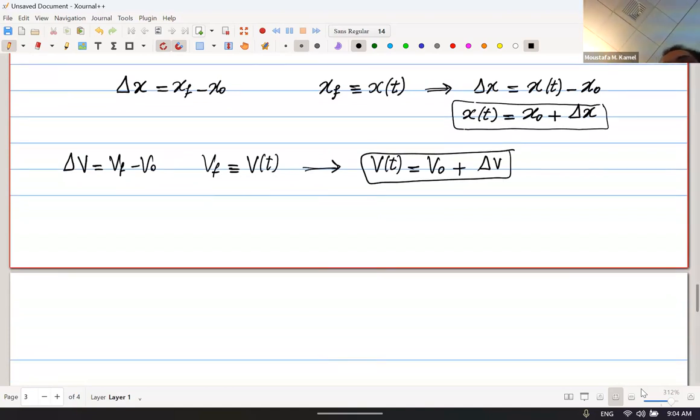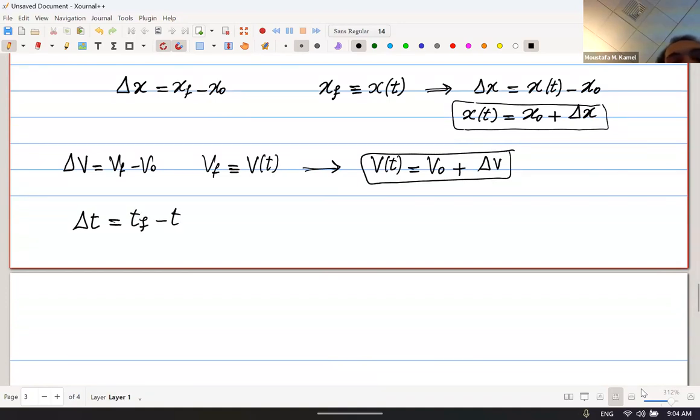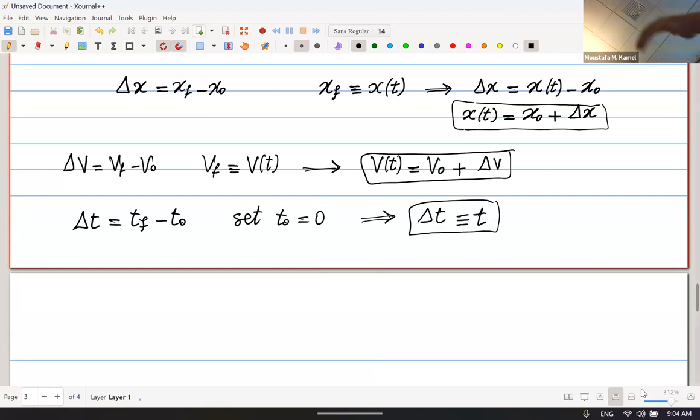And finally, we actually did that above, but we have delta t equal t final minus t initial. Set t naught to 0, then you just have delta t being t, calling t final as t. These are just simplified notation, so when we write down the equations of motion, we don't have to write f and naught every single time. Okay.